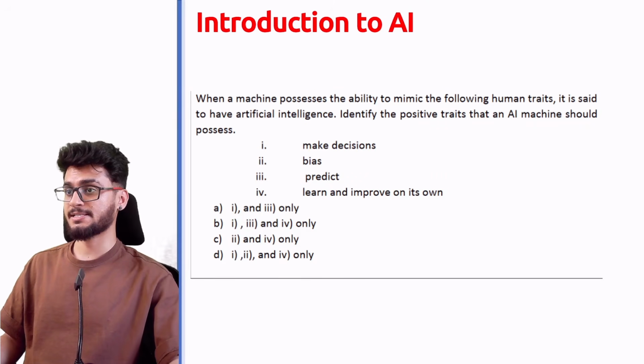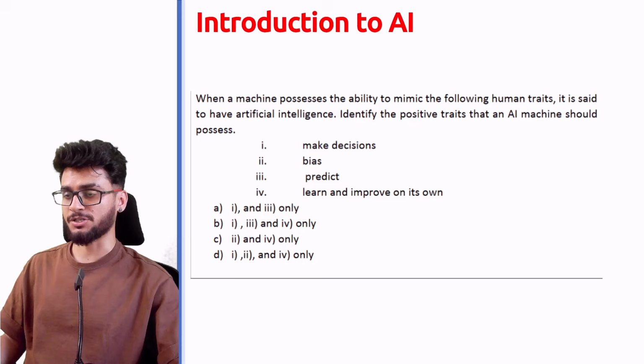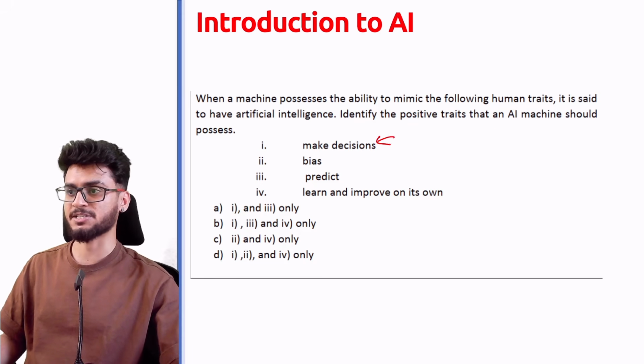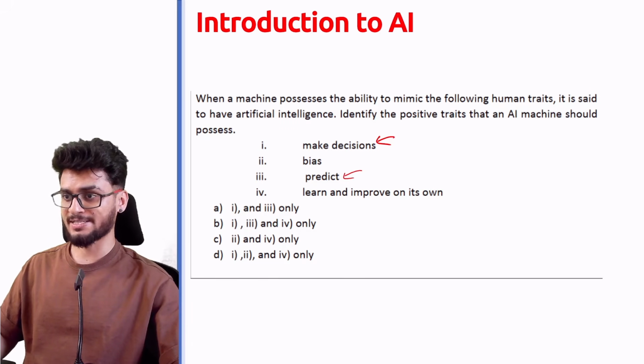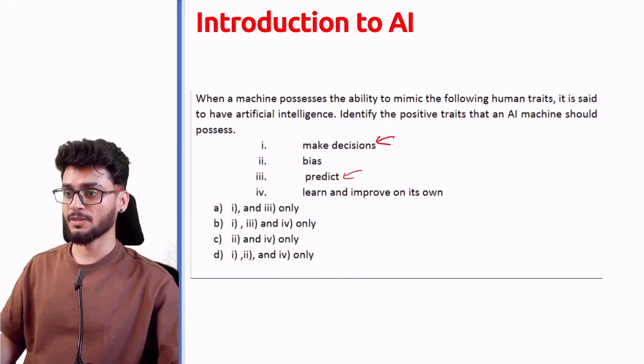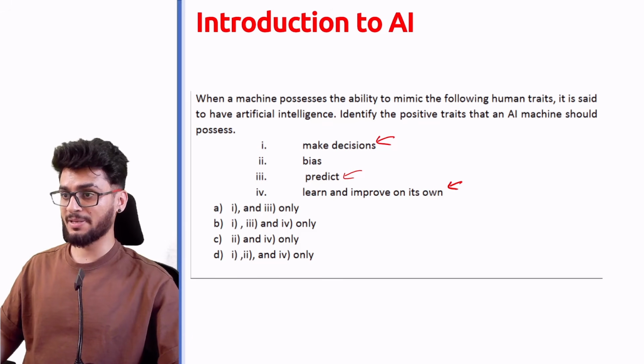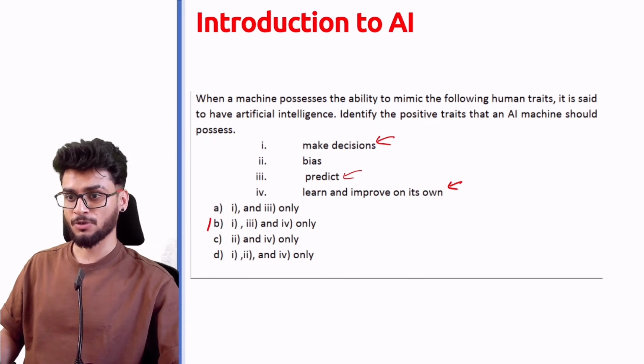When a machine possesses the ability to mimic the following human traits, it is said to have artificial intelligence. In one of the videos I have discussed 3 conditions for a machine to be artificially intelligent. First of all, it needs to make decisions on its own. Secondly, it needs to predict what is going to happen in the future. For example, if you see black clouds in the sky, you can predict that it is going to rain. And the third one is the machine should automatically learn and improve on its own. Maybe it made a bad decision, but by learning from the bad decisions, it is learning and improving. So 1, 3 and 4 is the correct answer, which means B.